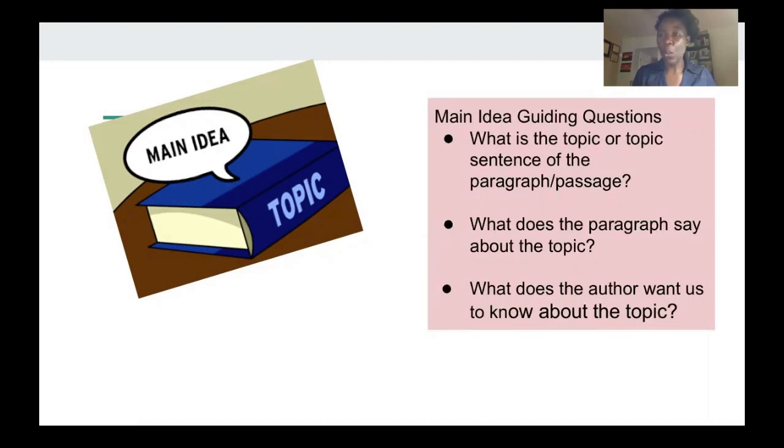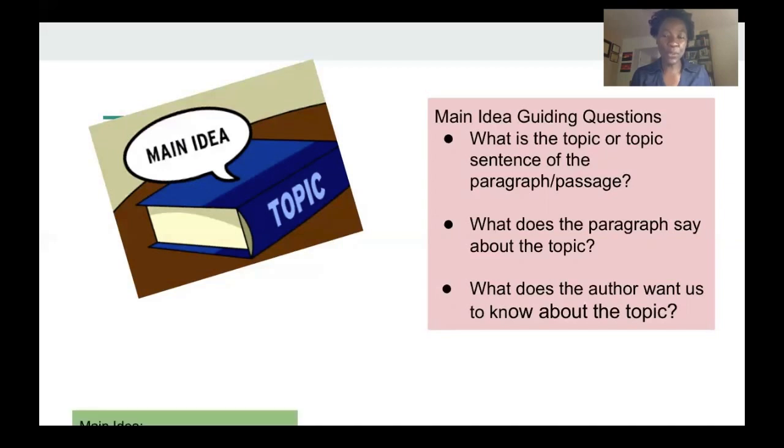Boys and girls, once you have identified the topic or topic sentence of the paragraph or passage or your text, you read the following paragraph or paragraphs which follows to identify the supporting details, which will help you to make inferences as to what your main idea will be. While you're doing so, you consistently ask yourself, what does the author want me to know about the topic?